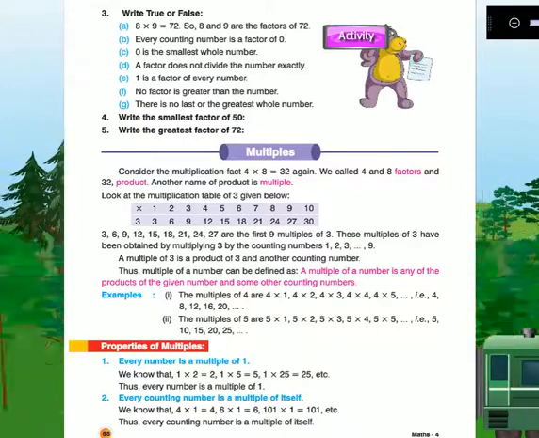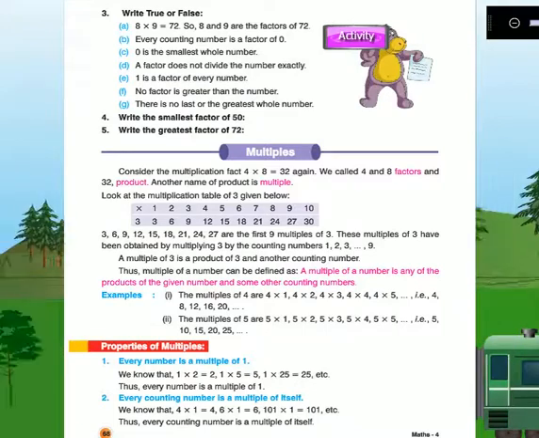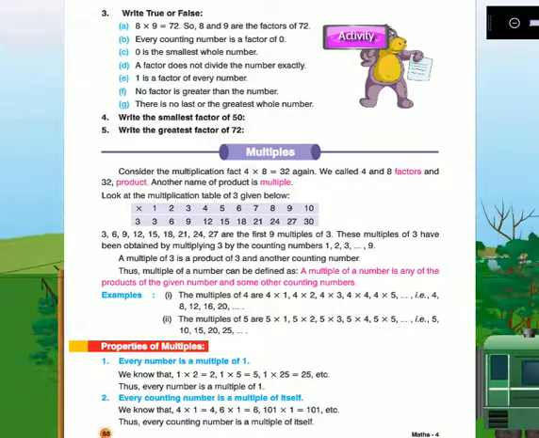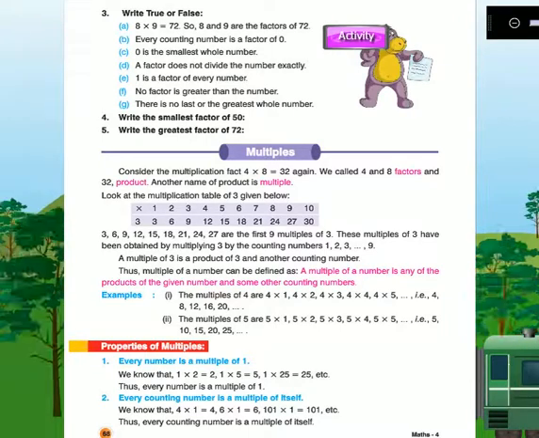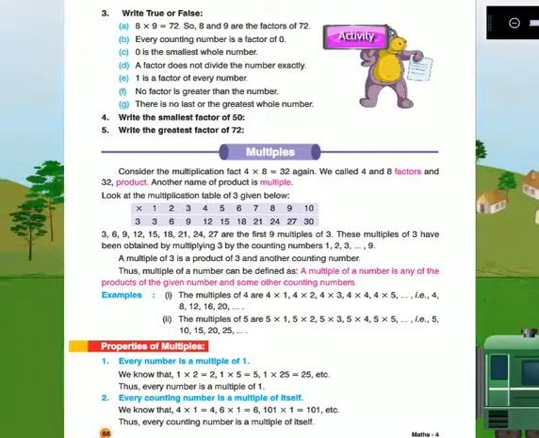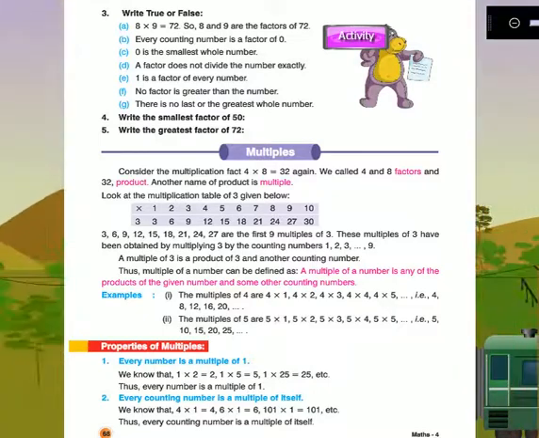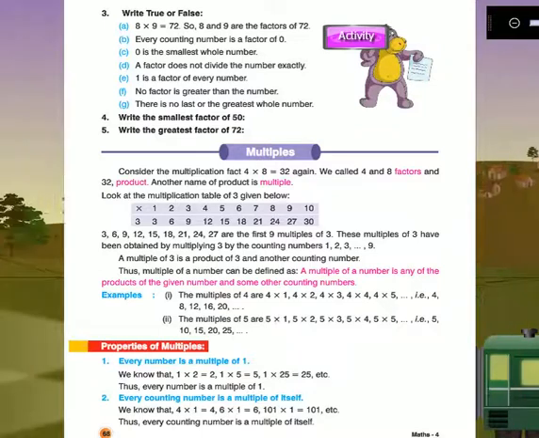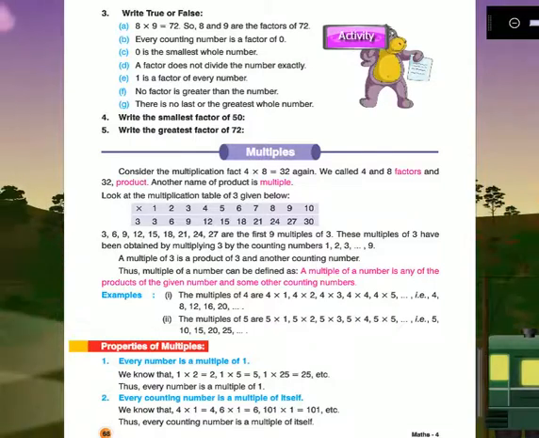Thus, a multiple of a number can be defined as any of the products of the given number and some other counting numbers. Examples: the multiples of 4 are 4 into 1, 4 into 2, 4 into 3, 4 into 4, 4 into 5, till 4 into 10. That is 4, 8, 12, 16, 20, and so on.